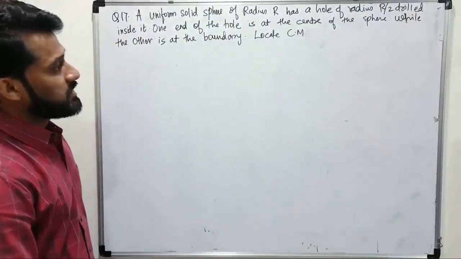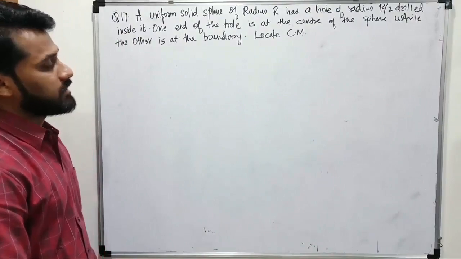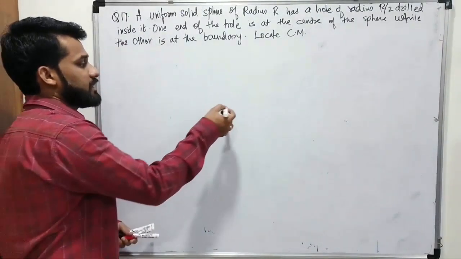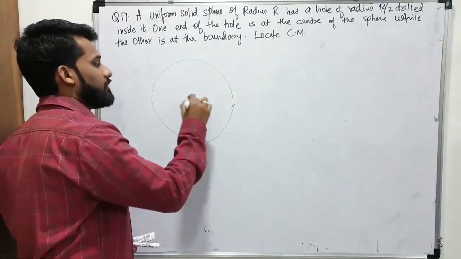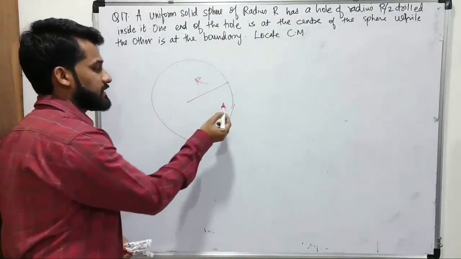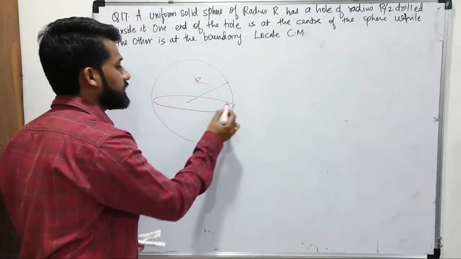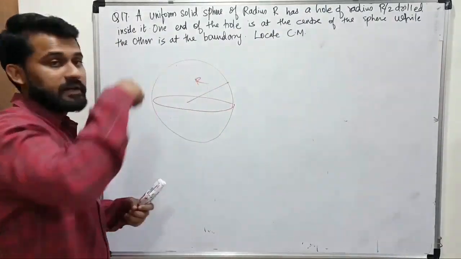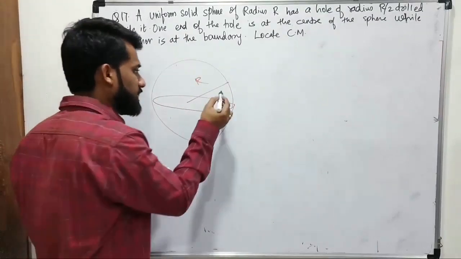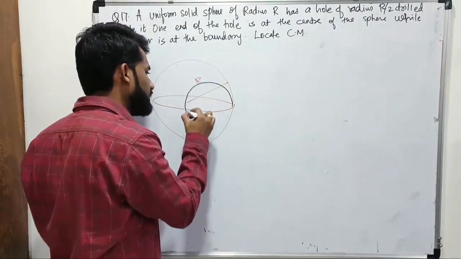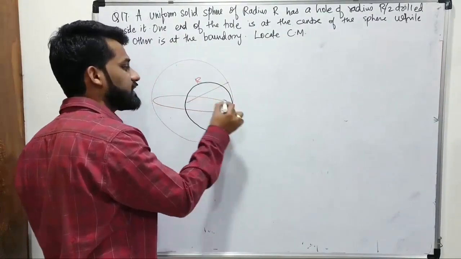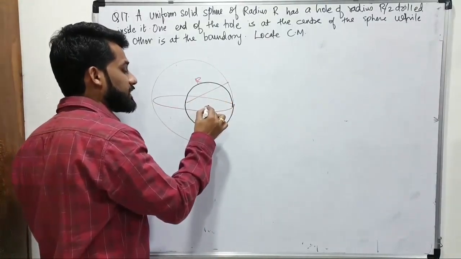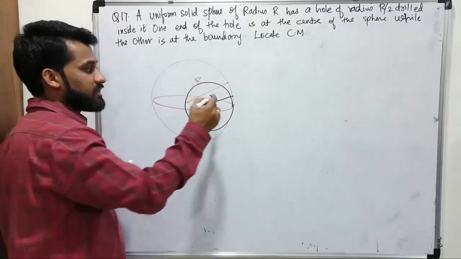So in this question, actually, it should be asked in this way. If there is a sphere of radius r, this is a sphere, 3D, right? From this sphere, a sphere is removed. It is not drilled. The sphere is removed such that one end of the sphere is at the center, the other end is at the boundary. So automatically the radius of this removed sphere will be r by 2.